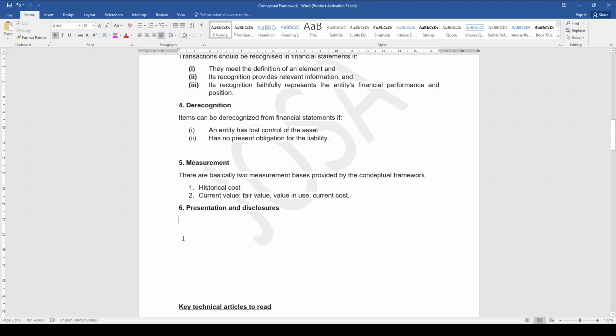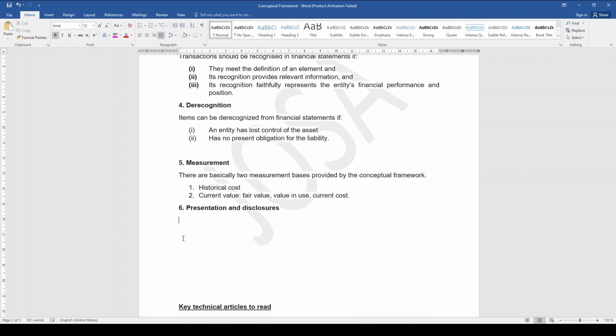Okay, so under presentation and disclosures, I presume there is no further question with what we've discussed. So we can move forward to presentation and disclosures. You realize that we have basically three key financial statements that we always look at as accountants. That is the statement of financial position, statement of profit or loss, and the statement of changes in equity. However, there are also what we call notes to financial statements. These explain what appears on the face of the financial statements.